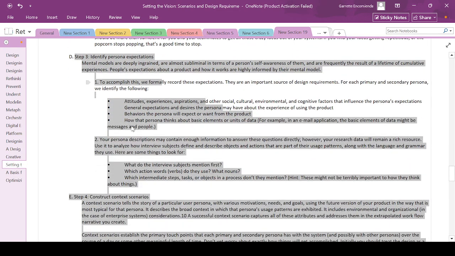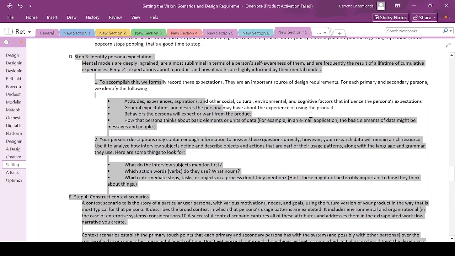we're actually trying now to get a more detailed explanation for mental models that are deeply ingrained with our persona. To accomplish this, we formally record these expectations. So they are an important source of design requirements. So from user research, some of these have been done already, but now we will explicitly write it for clarity and add some additional information. To accomplish this, we formally record this. They are an important source of design requirements for each primary and secondary persona.